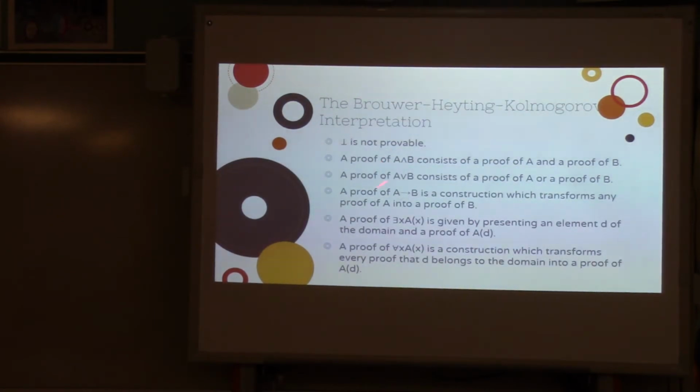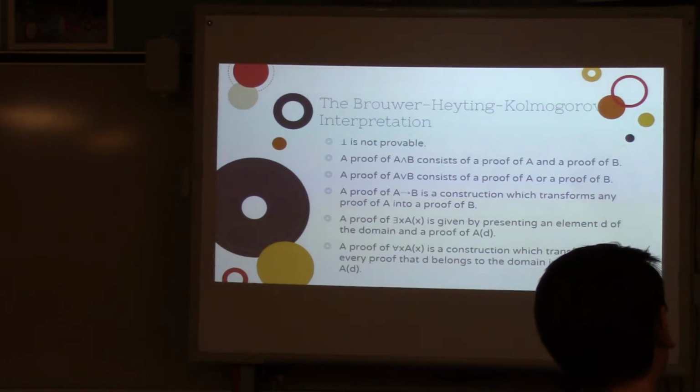Okay, so if you have a contradiction, then that means something is not provable. Saying a proof of A and B, this is a kind of recursive definition of the and symbol, means that you have a proof of A and you have a proof of B. A proof of A or B means that you have a proof of A or you have a proof of B. And if an intuitionist asserts if A then B, then what they really mean is that they have a construction which can transform any proof of A into a proof of B. And of course, if an intuitionist asserts that there exists some object with some property, then they must present an actual element that has that property.